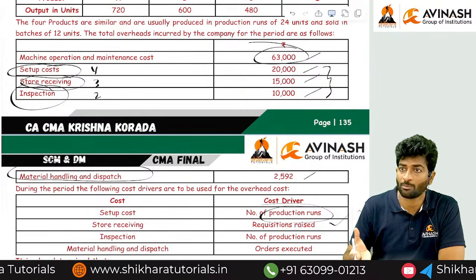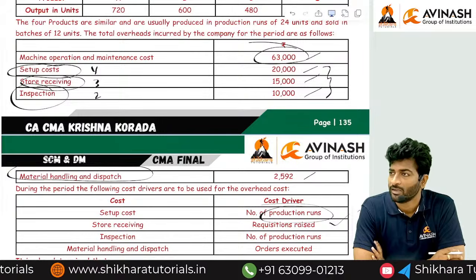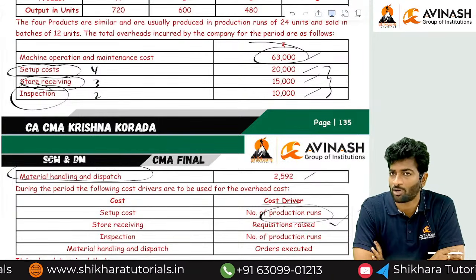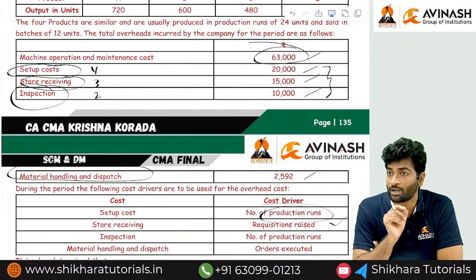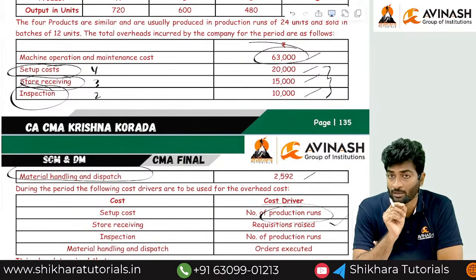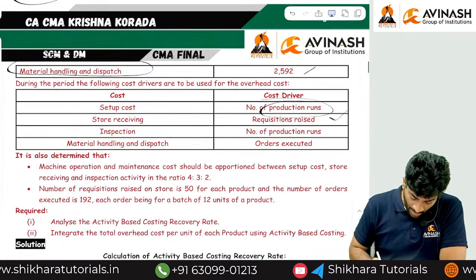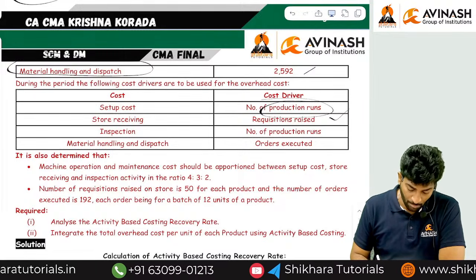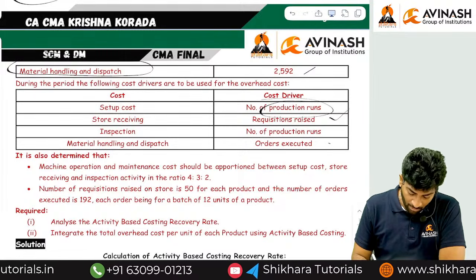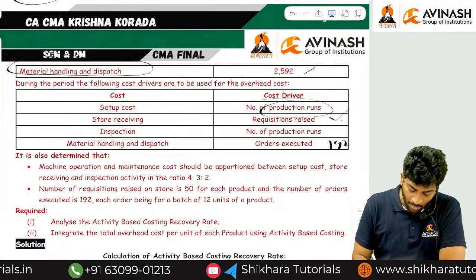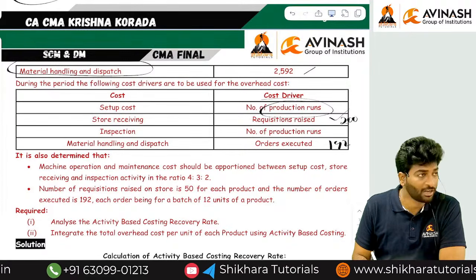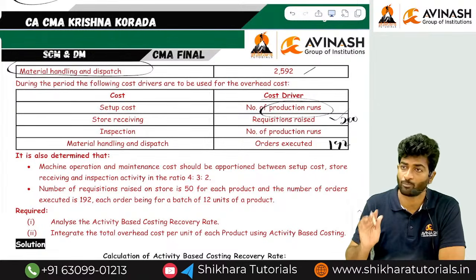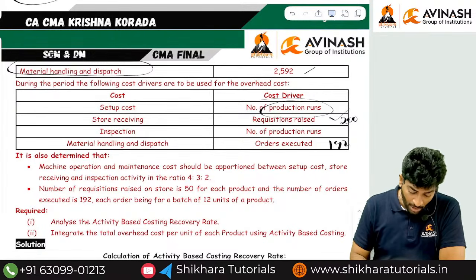We need the total for calculating the ABC rate. Total cost driver quantity, each product, 50 for each product. And the number of orders executed is 192. So for the number of orders, they gave you 192. This is the total. But for requisitions, you need to calculate 50 plus 50 plus 50 plus 50. Total 200, right? Number of production runs.